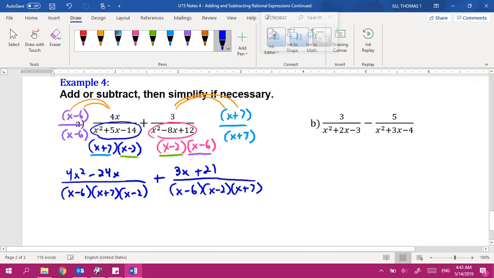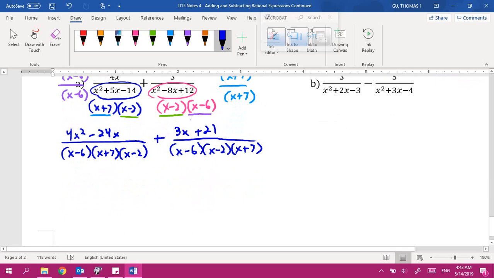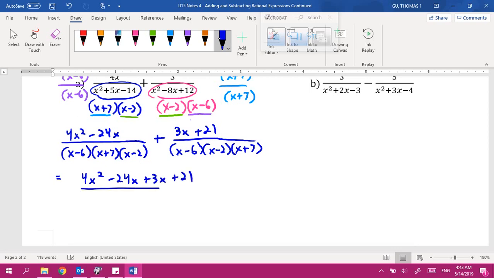So now that the denominators are the same, we can actually combine them. So we're going to have equals 4x squared minus 24x plus 3x plus 21 over the denominator again, x minus 6 times x minus 2 times x plus 7. And we just need to combine our like terms and we'll have our answer.